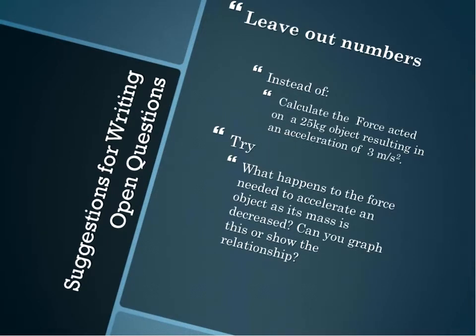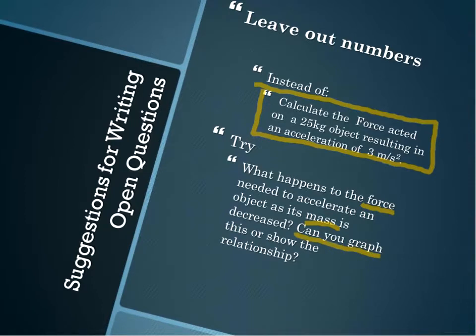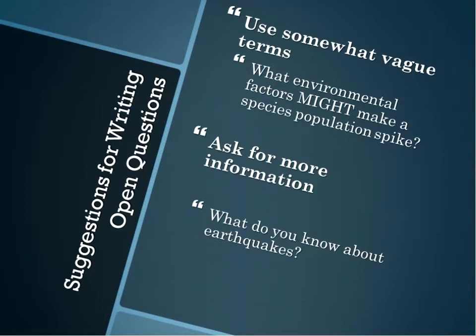Leave out numbers. We use numbers a lot in science classes, and so instead of something like calculate the force acted on by a 25-kilogram object, resulting in an acceleration of 3 meters per second, ask for something more generic. Something like, what happens to the force needed to accelerate an object as its mass is decreased? You could even do something like, what happens as its mass is doubled or tripled? Can you graph this? There's still only one right answer with this, but what I want the students to be able to see is the relationship. So can you graph or show this relationship? That's what's really important in it.